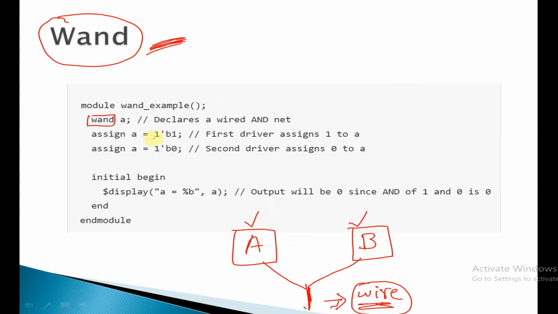We have written assign A is equal to 1'b1, assign A is equal to 1'b0. So if we display A, the name itself indicates it's an AND operation. So AND operation will be performed between 1 and 0, and the result will be driven into this particular wand. If multiple values are being driven into this particular wand variable, then the output will be the AND operation of these two values.